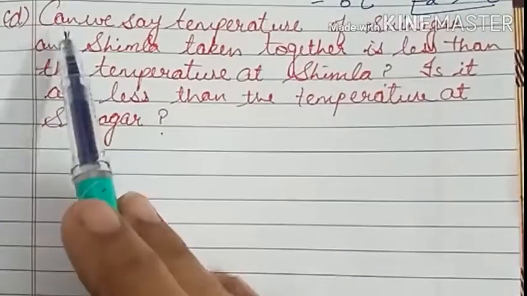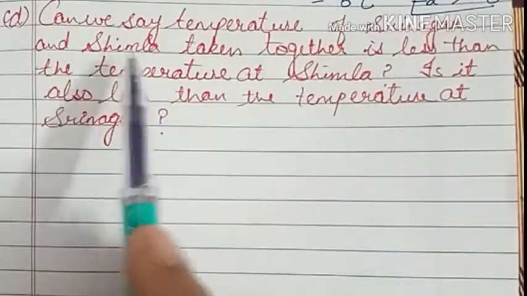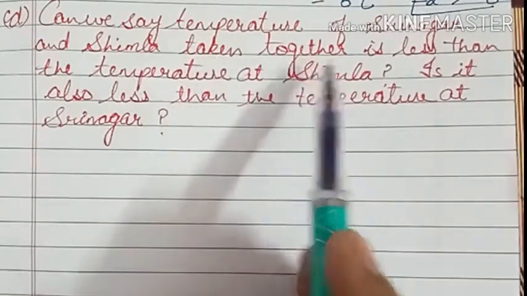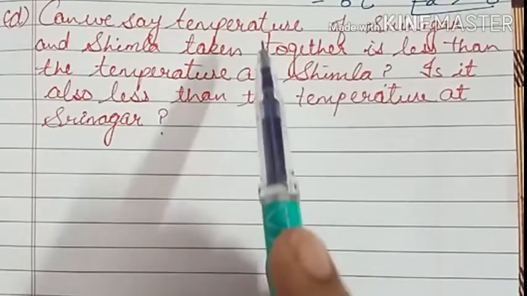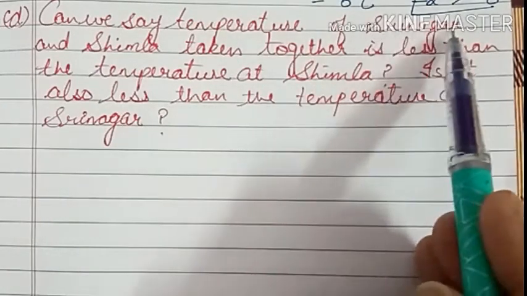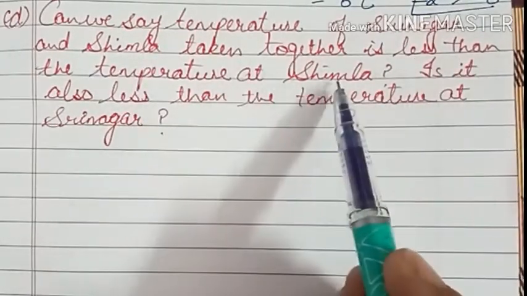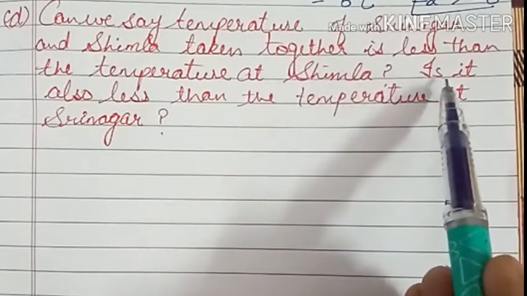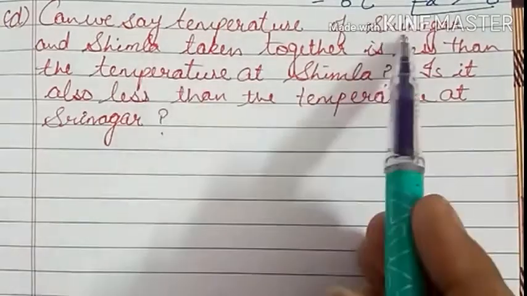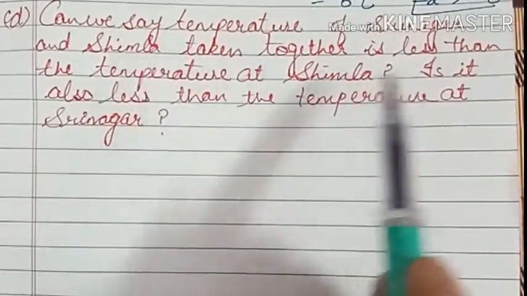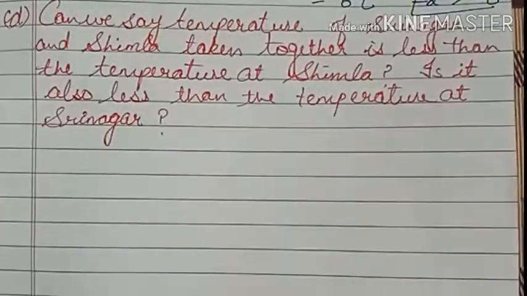Let's come to now D part. Can we say temperature of Srinagar and Shimla taken together is less than the temperature at Shimla? That if we add temperature of Srinagar and Shimla, then is it less than the temperature at Shimla only, or also is it less than the temperature at Srinagar? Is it true for Srinagar?